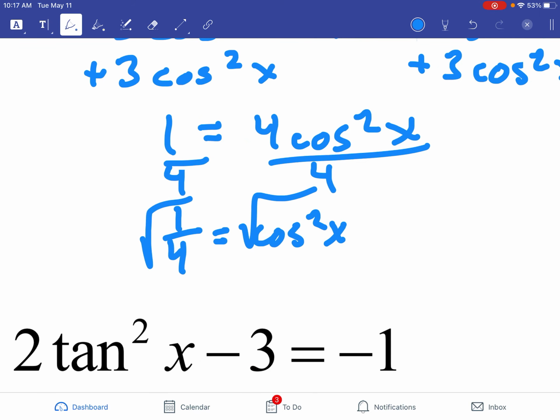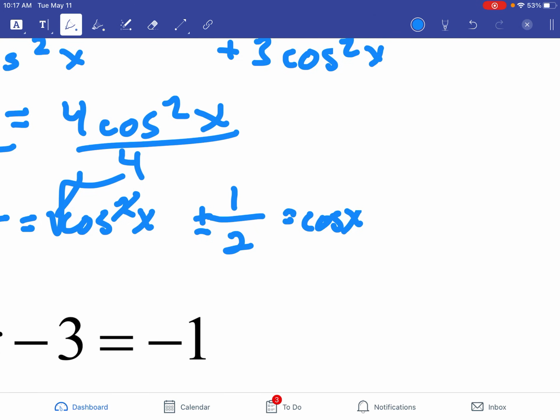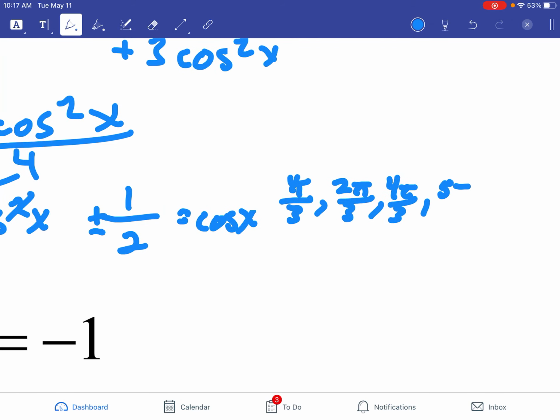And I would take the square root of both sides to get rid of that squared sign. So the square root of 1 is 1. The square root of 4 is 2. And because I square rooted both sides, it'd be plus or minus 1/2 equals cosine of x. So I've got to find all the x terms on the unit circle where it is positive or negative 1/2. So that gives me 4 of them. I have pi over 3, I have 2 pi over 3, I have 4 pi over 3, and I have 5 pi over 3.